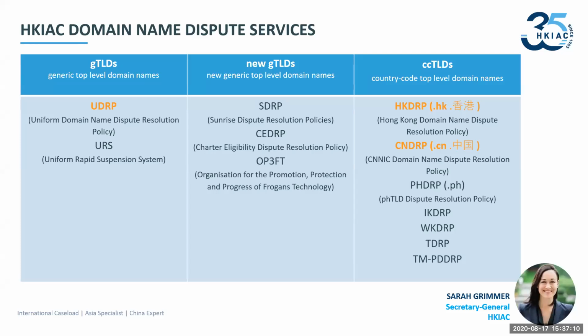The HKDRP is a policy incorporated by reference to the agreement required by the Hong Kong Internet Registration Corporation Limited, and it relates to disputes that concern the .hk and the equivalent Chinese symbol country code top-level domains. The CNDRP is the policy promulgated by the China Internet Network Information Center in 2006, which was updated last year, and that governs disputes relating to .cn and the Chinese equivalent for those country code top-level domain names.